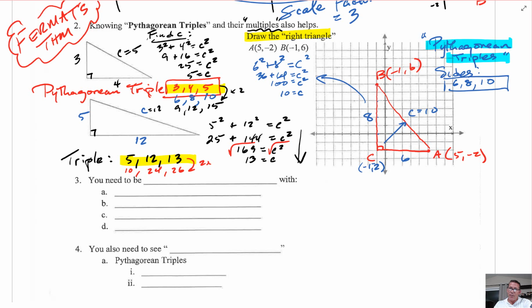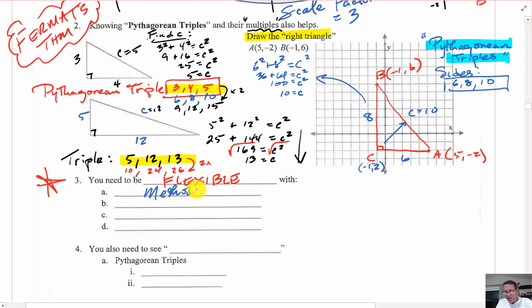So in MRWC, there are a couple of things that you need to be really good at. You need to be flexible. I love this word, and I'm going to put it in caps too. Flexible. All right, with the following. This is important: you need to be flexible with methods. There are different ways of doing things.